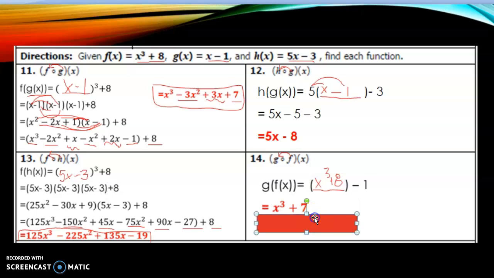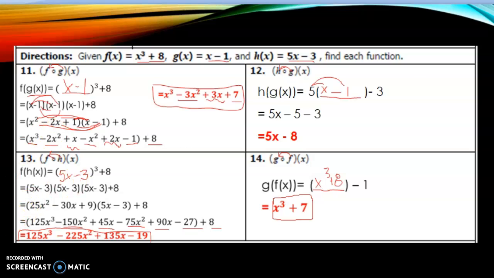Well, I can only take 1 away from the other constant, 8. 8 minus 1 is positive 7. So our final answer is x cubed plus 7. So not all of these are going to be big, long, difficult problems. Now, if there's multiplying or an exponent, that's when we have to do a lot of expanding, factoring, FOILing, and that sort of thing.